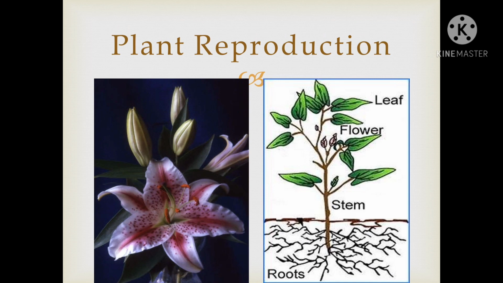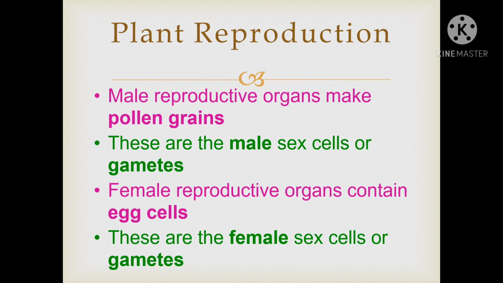As you can see in the slide, these are pictures of a flower and a plant, and the different parts of the plants like the leaf, the flower, the stem, and also the roots. Male reproductive organs make pollen grains. These are the male sex cells or gametes. Female reproductive organs contain egg cells. These are the female sex cells or gametes.